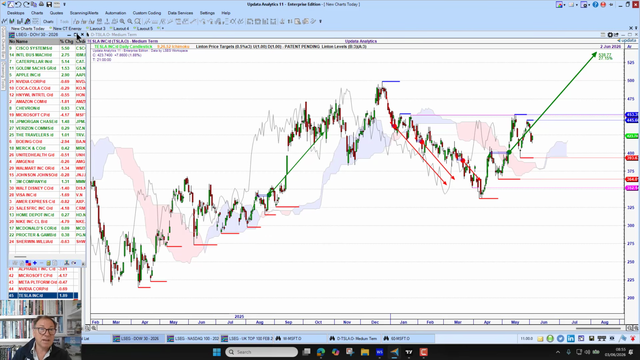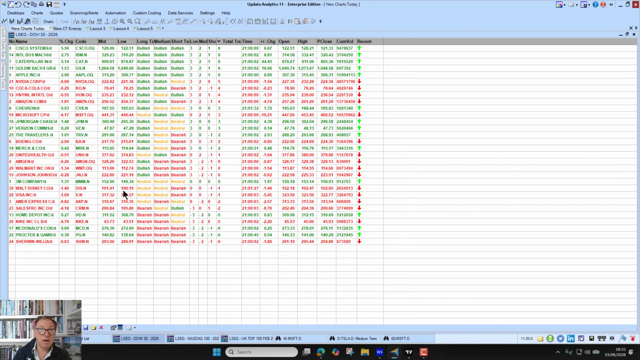Looking at the Dow, one of the things I do on the Dow is rank my stocks. So this is bullish long term. This is all on the Ichimoku clouds, medium term and short term, and it just tells me where the strength is. So these are the strong ones. There's 5 strong stocks that are bullish on all 3 time frames and 3 laggards.